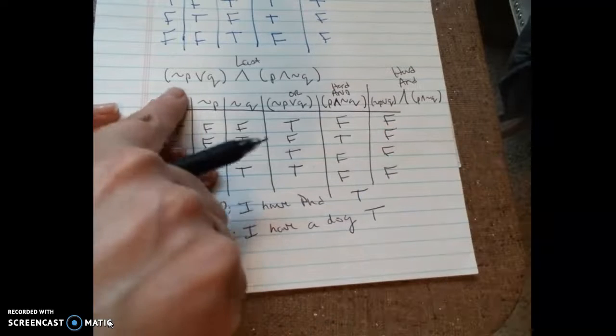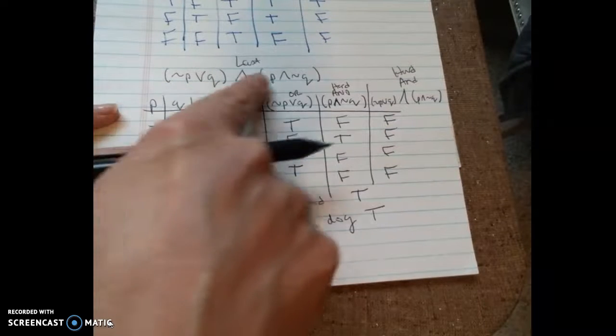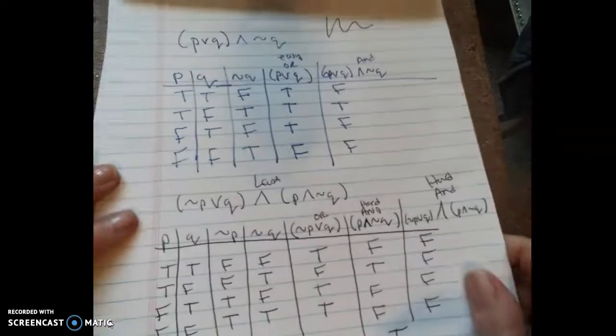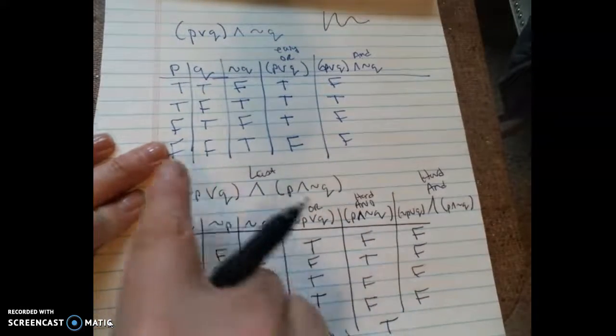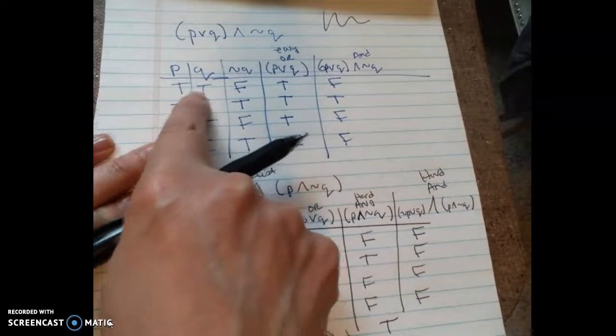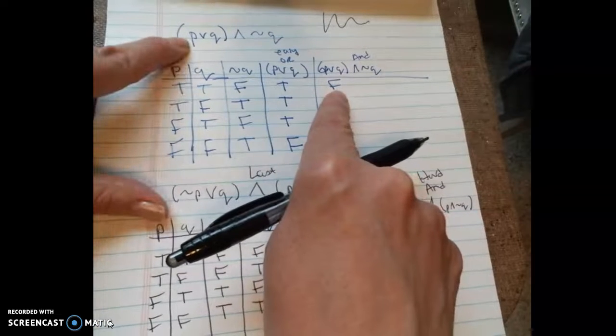Which again, this would say I do not have a PhD or I have a dog, and then you can figure it out. Same thing up here. If P is I have a PhD and Q a dog, I told the truth on both of those things. So then the final answer to this thing is false, okay?